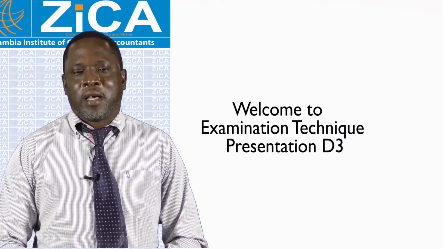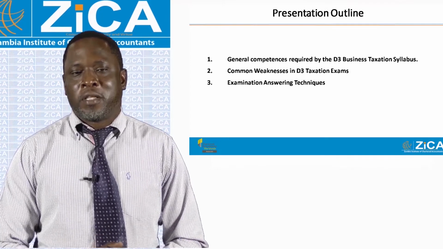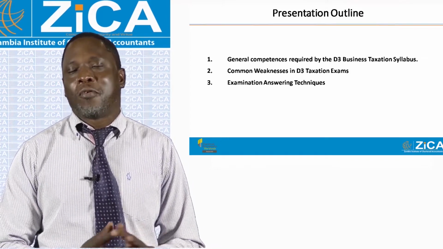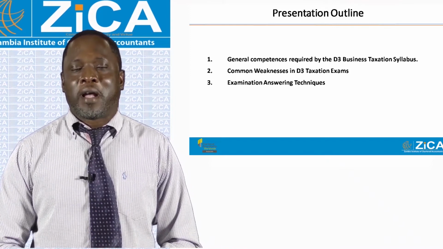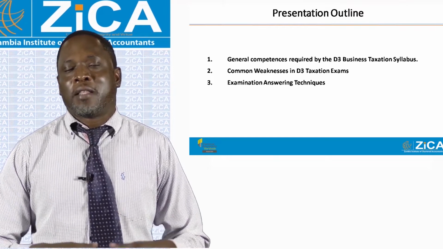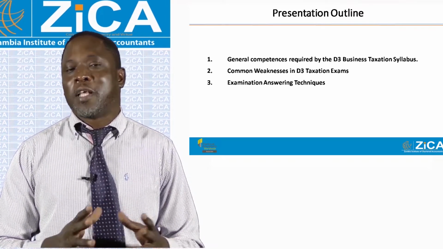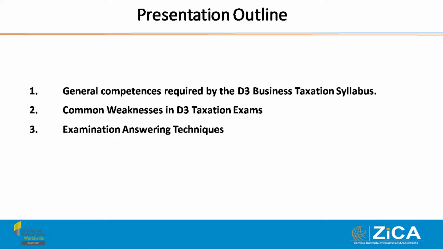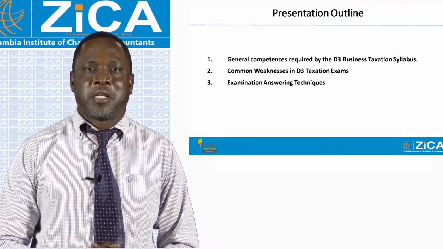We'll look at the following areas, or the presentation will cover the following areas. We'll start by looking at the general competences required by candidates sitting for this particular paper. From there, we'll look at some common weaknesses which students sitting for this paper usually make, which results in poor performance. And we'll end the presentation by looking at some exam answering techniques which will ensure success when you are sitting for this particular paper.